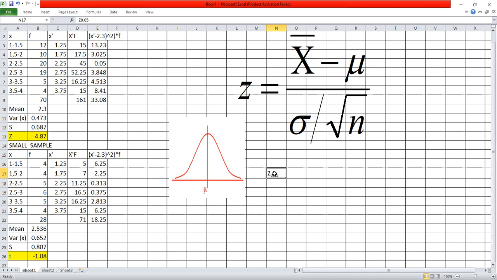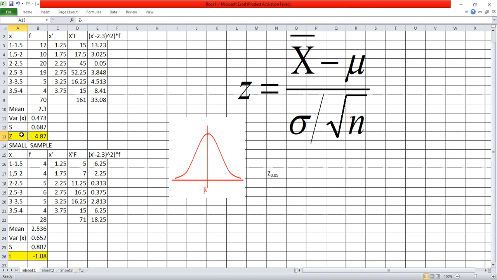That was step 5. Step 6 is to compare the test statistic Z, the one you calculated from the sample, and the Z 0.05. Compare the test statistic Z and the Z 0.05.